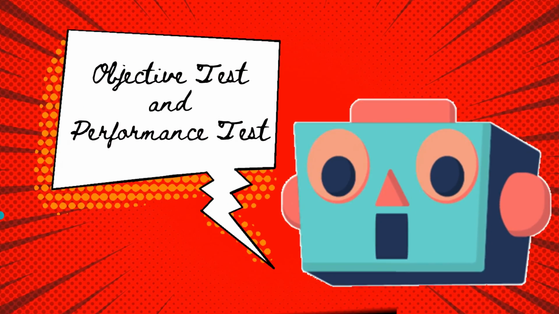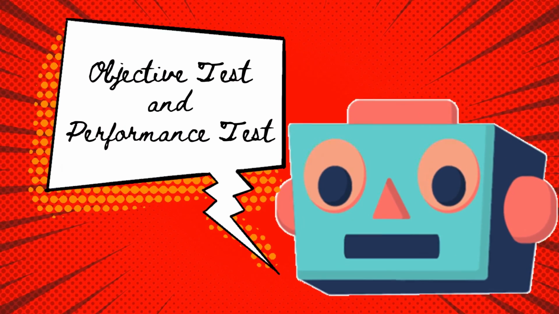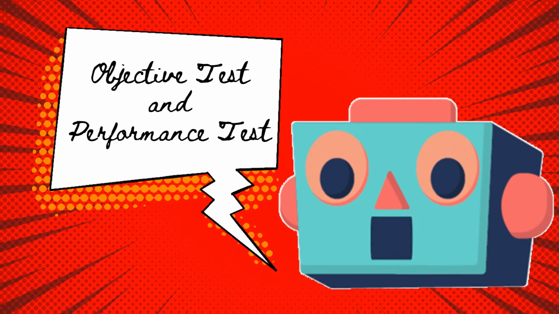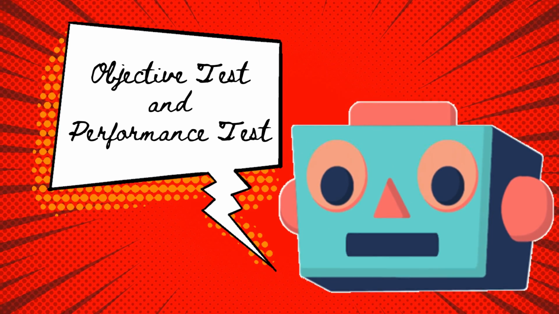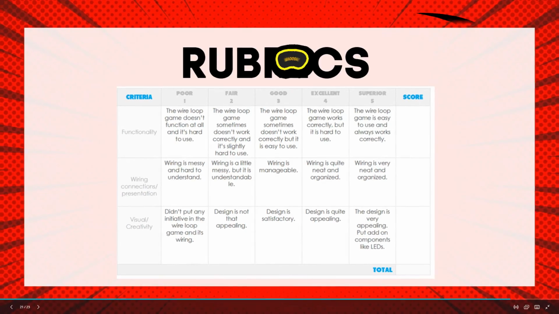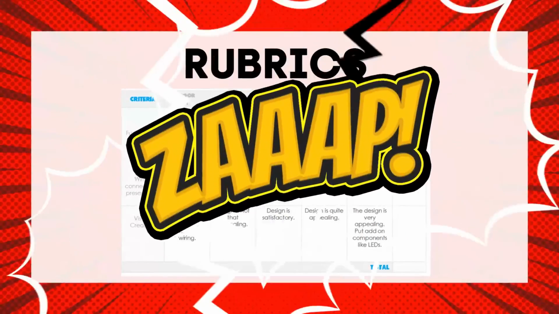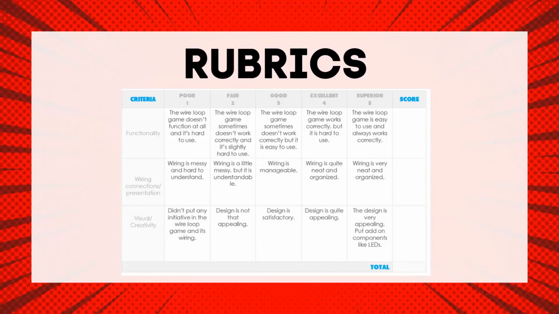So do you have any questions or clarification? Because if there are none, let's proceed by answering our objective test and performance test. Here are the rubrics on how you will be graded based on our activity. We have the following criteria: functionality, wiring connection and presentation, and lastly, visual and creativity.